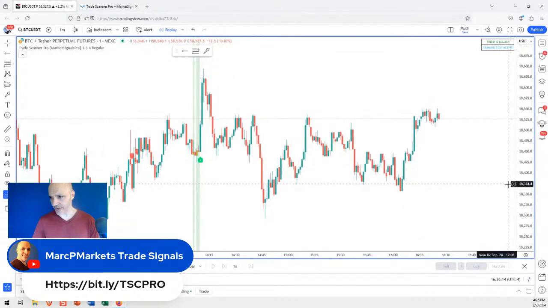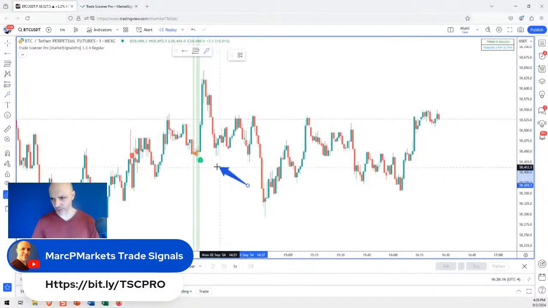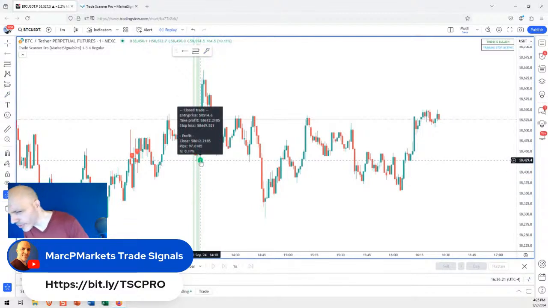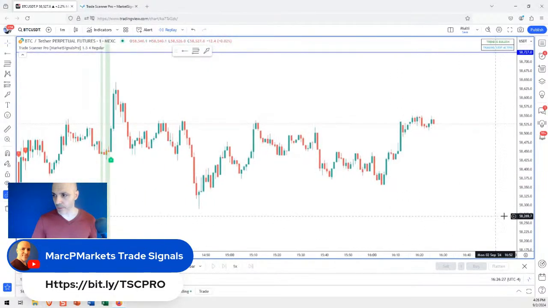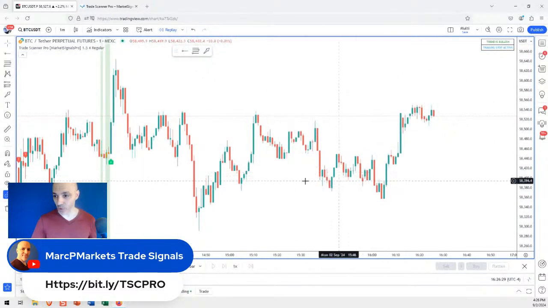So here's my 1 minute. There hasn't been a signal on the 1 minute since back here. Wow, that was a nice signal. What was that worth? 197 points. All right. I want to go long. We have not seen a long signal for quite some time here on my 1 minute chart.